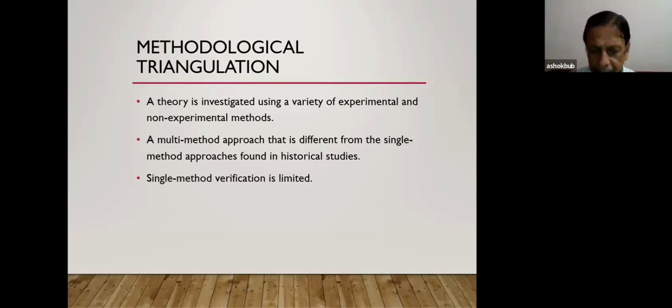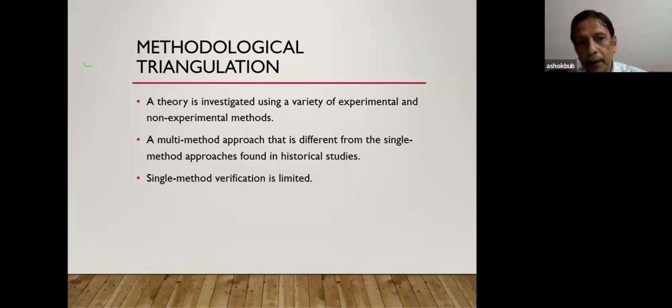So probably in social science, one of the purposes of the research would be to validate or investigate a theory that has been formed. The theory that is being formed needs to be validated. So you conduct research in order to validate the theory. For validating the theory, you make use of experimental and non-experimental methods. When you say experimental, I was talking about the empirical, and non-experimental is where the constructivistic and the realistic approach becomes an important factor. So methodological triangulation refers to this aspect. A multi-method approach that is different from the single method approach found in the historical studies.